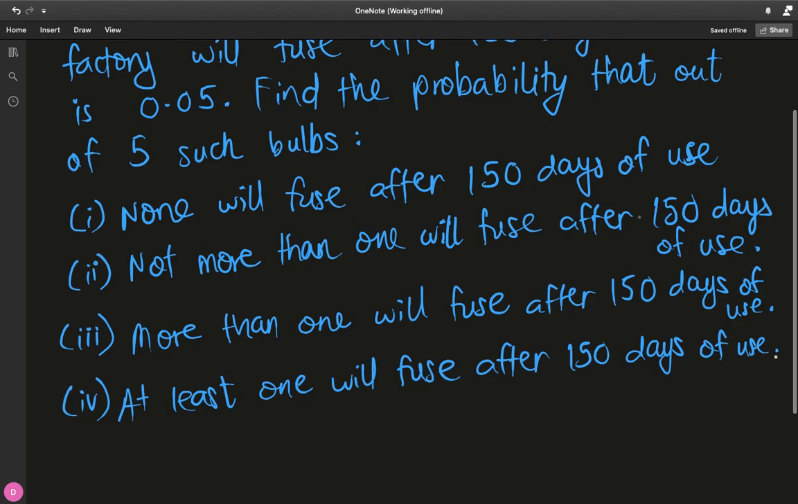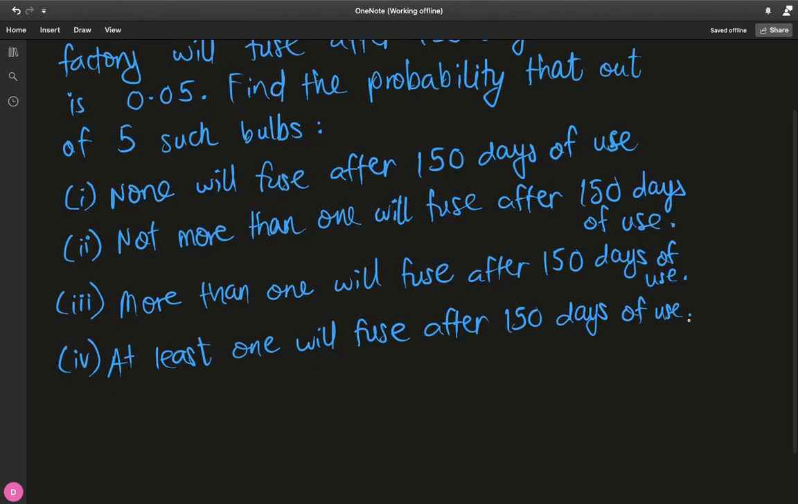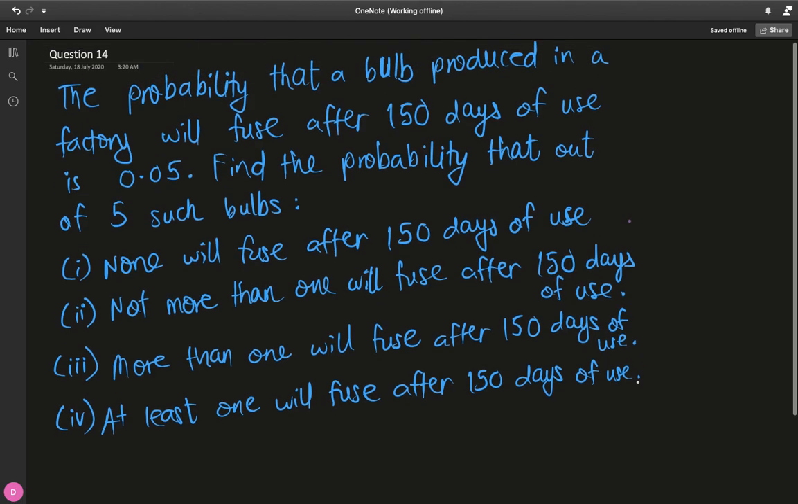Subpart 3, not more than 1 will fuse after 150 days of use. And subpart 4, at least 1 will fuse after 150 days of use. Okay, so first things first, noticing that we have a probability and a number of such bulbs. They've given a probability of 1 bulb fusing, and they've given us 5 such bulbs.